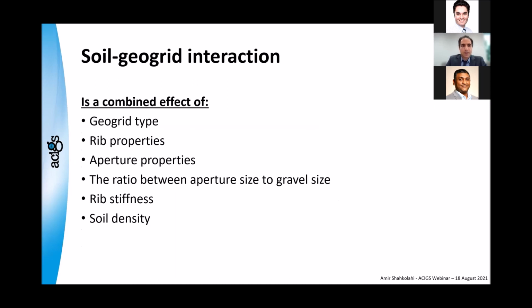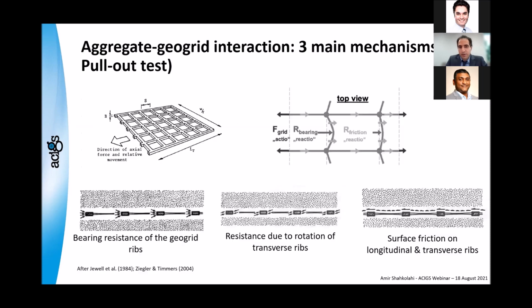And let's see. Soil-geogrid interaction is a combined effect of geogrid type, rib properties, including the thickness, width, the surface of the rib, aperture properties, the ratio between aperture size to gravel size, rib stiffness, and soil density. So it's a combined effect. No single parameter can affect it without considering the others. So it's very important to know that when we are studying the soil-geosynthetic interaction, it is not because of only one of these parameters.